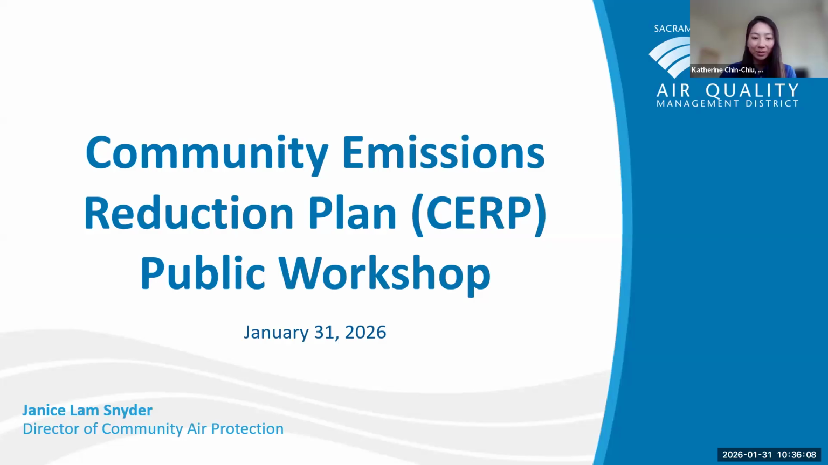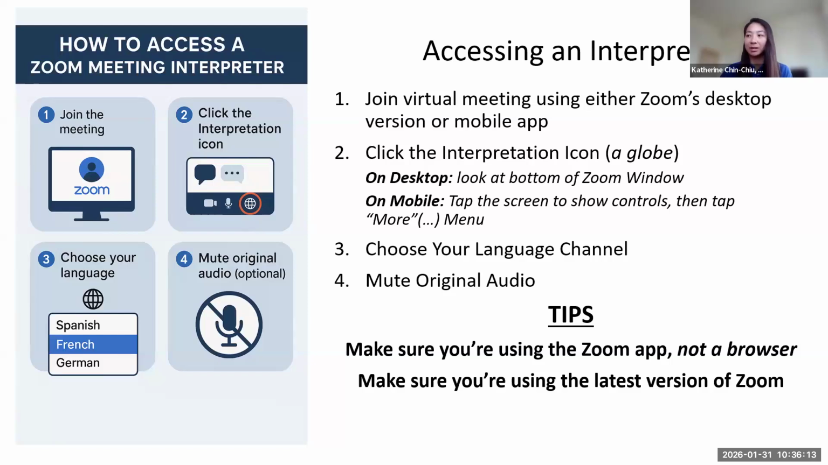Hi, everyone. So we're going to go through the following interpretation slides first so that those who need it can follow these instructions. And we'll be going over these in Spanish, Farsi, Hmong, and Vietnamese as well. But in the English version, I just want to say that if you need interpretation, please join the Zoom meeting room by clicking the interpretation icon in the red circle here. And it's like a globe icon. You can also mute the original audio and select the language of your choice.